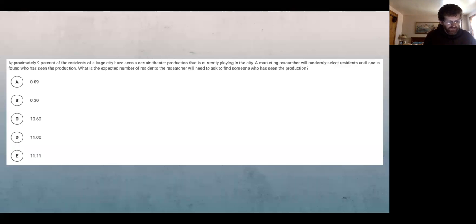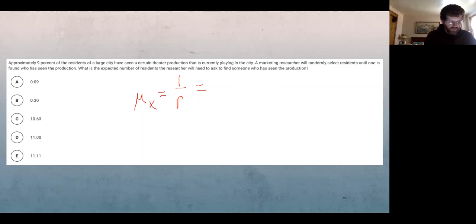Remember, geometric distribution says how long is it going to take until we find the first? And we can find the probability that the first person is the fifth, the 100th person, all those different probabilities. But we want to find what's the average number of people we're going to have to ask until we see someone who has seen the production. So that's going to be the mean of this distribution. So the mean of this particular random variable X is going to be 1 over the probability. And that's what our formula is for the geometric mean.